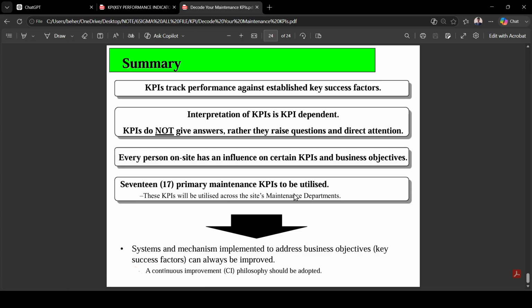Systems and mechanisms improvement addresses business objective key success factors. They can always be improved. A continuous improvement philosophy should be adopted. So that's all from me. So this is all about the KPIs.